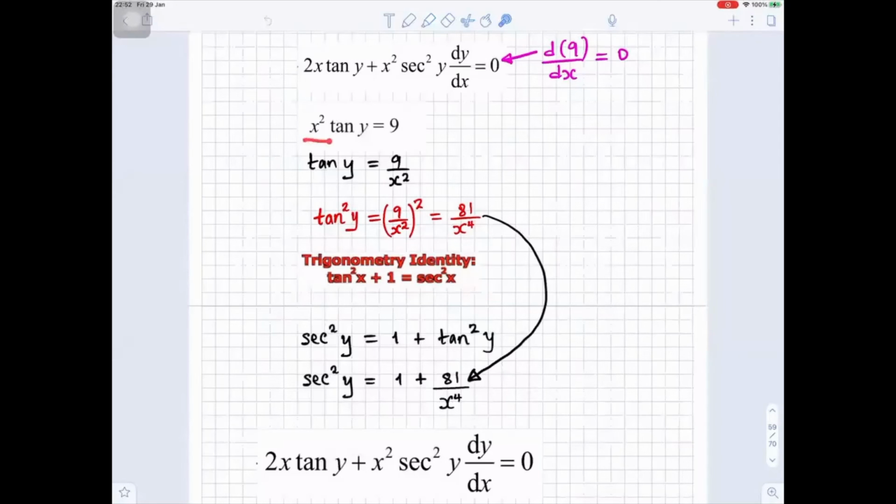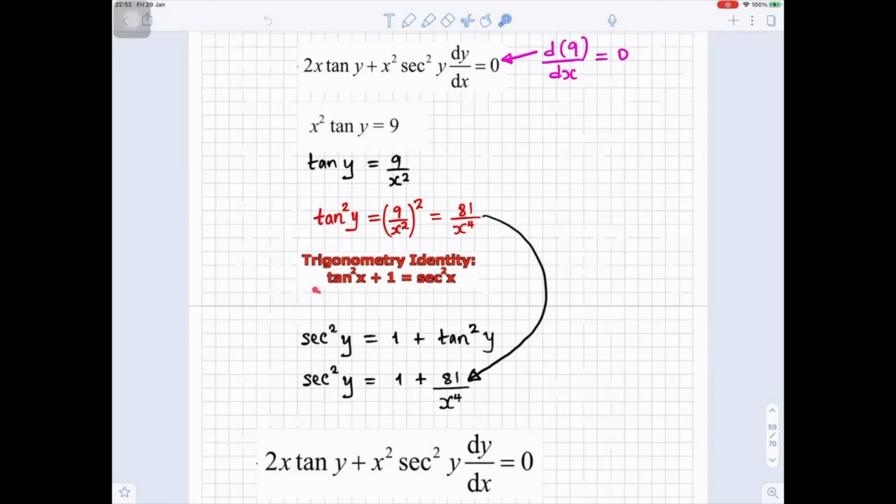So we know x squared tan y equals 9. If we take times x squared to the right, it becomes divided by x squared. So that means tan y is equal to 9 divided by x squared. If we square tan y, we square 9 over x squared. And 9 over x squared squared: x squared times x squared is x to the 4, and then 9 times 9 is 81.